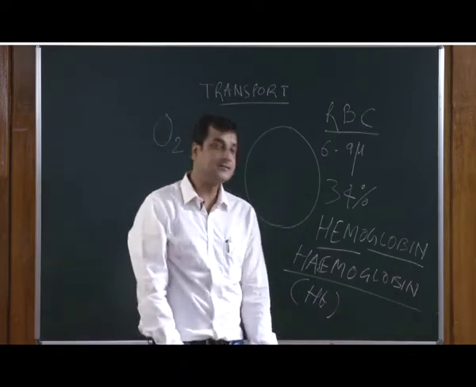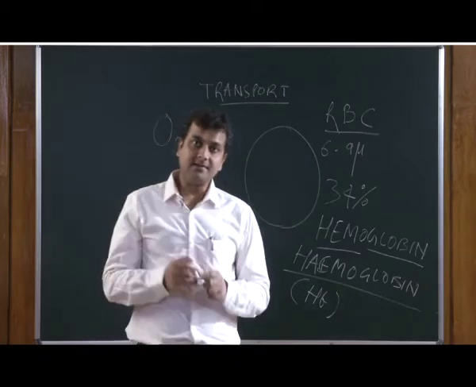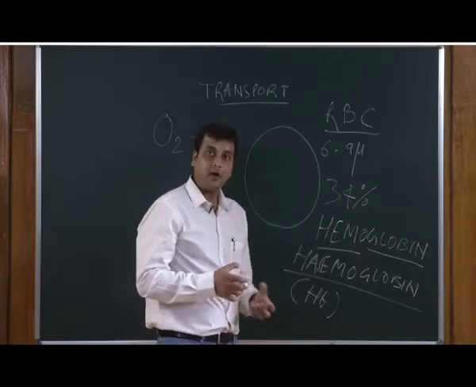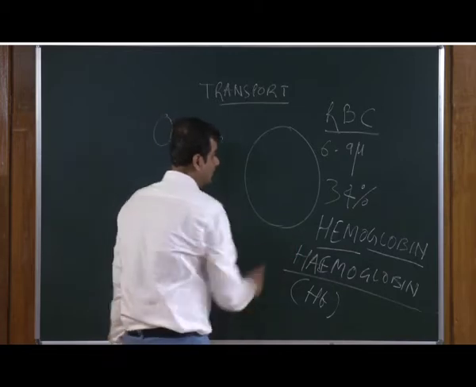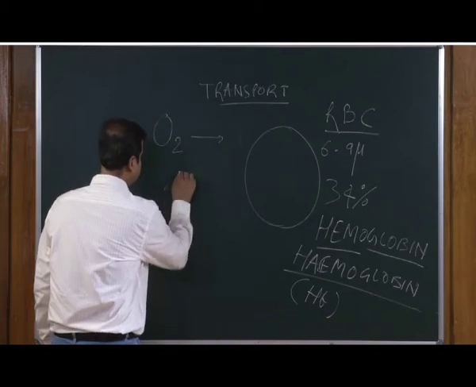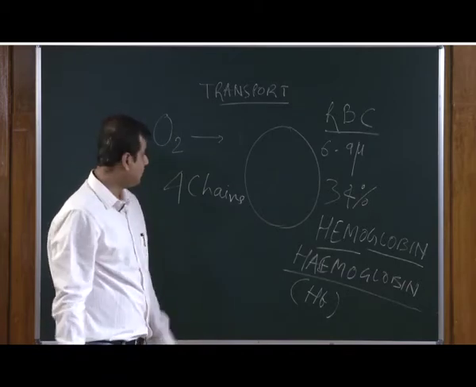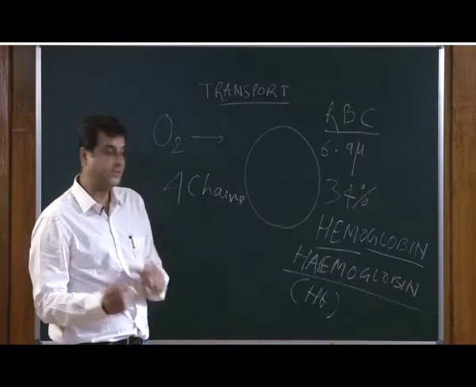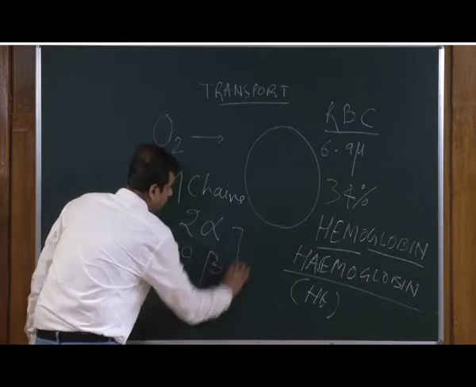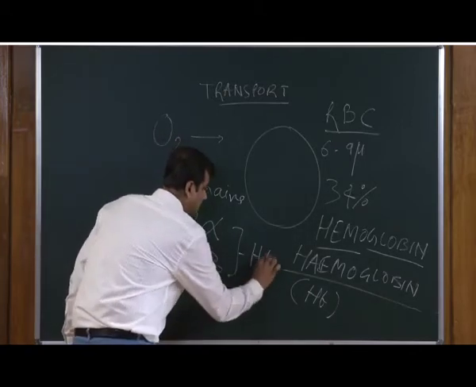In short, we will just write Hb. So, hemoglobin comprises 34% of the total weight of RBC. Since we are talking about this protein, it is made up of amino acids. So, this hemoglobin is a polymer of amino acids, and there are 4 chains. These chains of hemoglobin are designated as alpha and beta. So, there are 2 alpha chains and 2 beta chains.